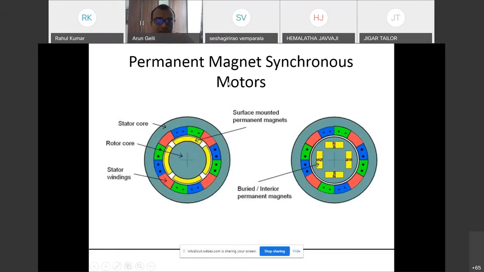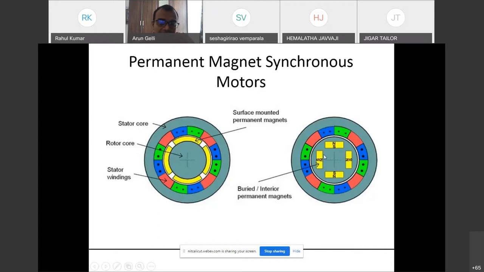So let's look at permanent magnet motors briefly. There are two types of permanent magnet motors, depending upon the position of the permanent magnets. If the permanent magnets are placed on the surface of the rotor, as you can see, the inner gray circle is the rotor, and the gray outer one is the stator. On the rotor surface, you can see these yellow bars, which are nothing but the permanent magnets mounted on the surface of this rotor. They are called surface mounted permanent magnets.